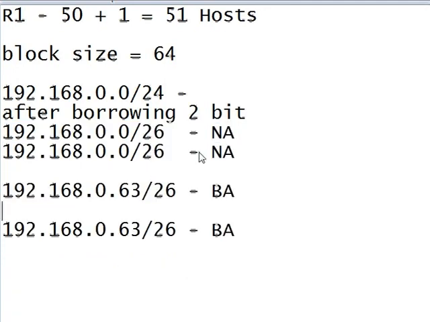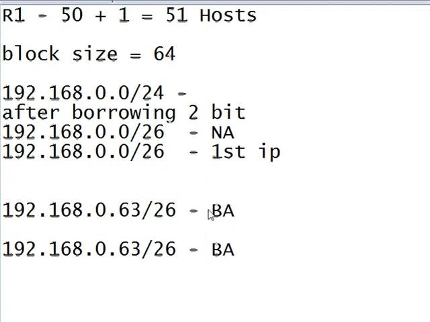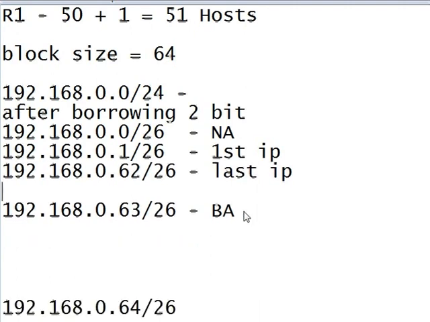Excluding these two, this is my first valid IP that I am getting, and this is my last IP. So this is my first IP and this is my last IP. So that is what my calculation is.